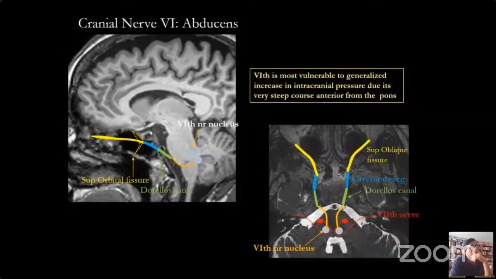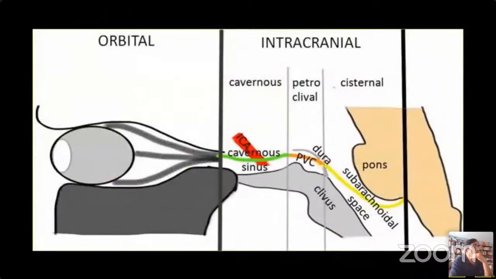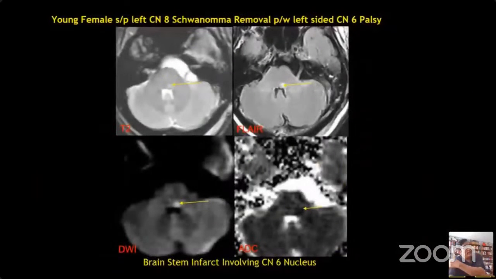the prepontine cistern, enters the Dorello's canal, which is a small dural infolding, enters the cavernous sinus, within the cavernous sinus, surrounded on all sides by venous blood, and through the annulus of Zinn, it passes into the orbital cavity. And this, in a nutshell, is the course of the sixth cranial nerve. So you have the cisternal portion, the petroclival portion, the cavernous portion, and the orbital portion of the sixth cranial nerve.